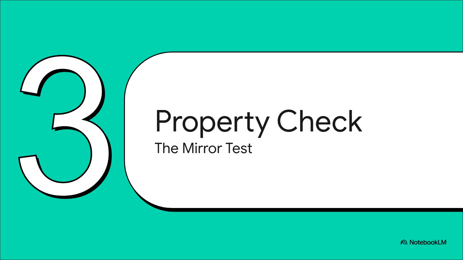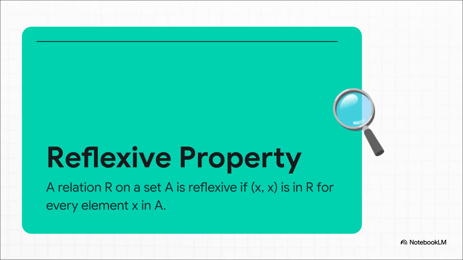Okay, so now that we know what a relation is, we can start to describe its personality, its different behaviors. We can actually test relations for specific properties, almost like their character traits. And the first one we're going to look at is what I like to call the mirror test. So the formal name for this is the reflexive property. A relation is reflexive if every single element in the set relates to itself. So think of each number looking in a mirror.